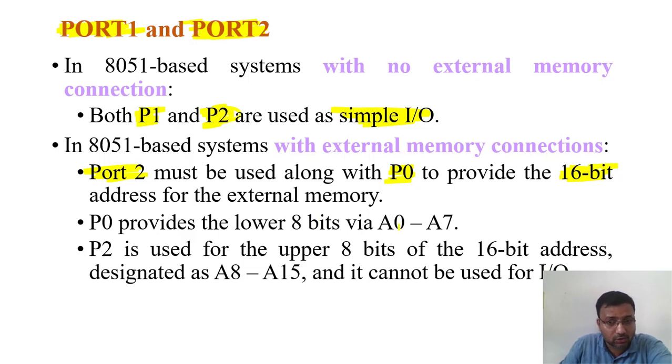Port 0 provides the lower bits of address, that is A0 to A7, whereas port 2 provides the upper bits of address, that is A8 to A15. So this is again a special port. Port 1 is a normal port, and you can use it as general purpose IO as well.